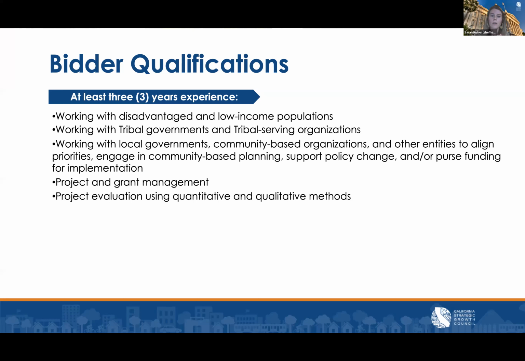So I'll walk you all through these now. We're looking for at least 3 years of experience working with disadvantaged and low-income populations, working with tribal governments and tribal serving organizations, working with local governments, community-based organizations, and other entities to align priorities, engage in community-based planning, support policy change, and/or pursue funding for implementation, 3 years of project management and grant management, and then 3 years developing and implementing project evaluation, utilizing both quantitative and qualitative methods.